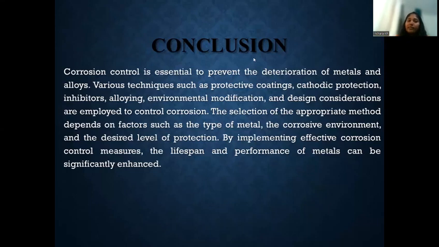And finally, let me tell you an interesting fact that corrosion also has an advantage. Amazing, right? The advantage of corrosion is that corrosion prevents corrosion. Some metals like zinc are used as sacrificial anodes to prevent corrosion of other metals.